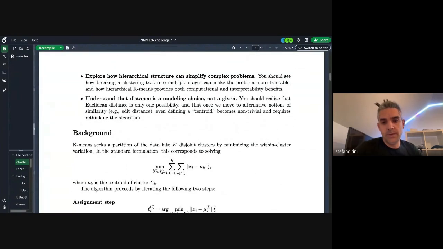Then something fun will be hierarchical solutions. It is very easy to do k-means clustering at one level, but sometimes it is much more informative to have a multi-level k-means clustering. So you divide the data first in a first set of clusters, and then in a second set of clusters.